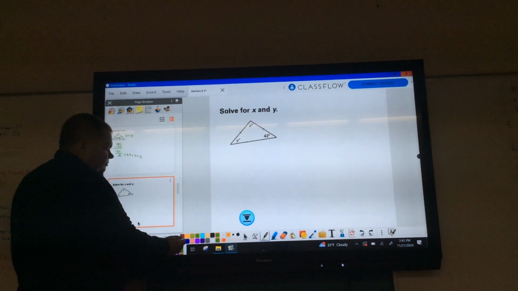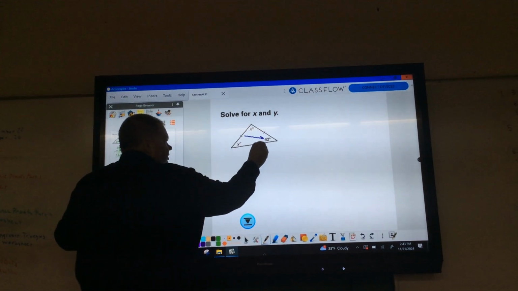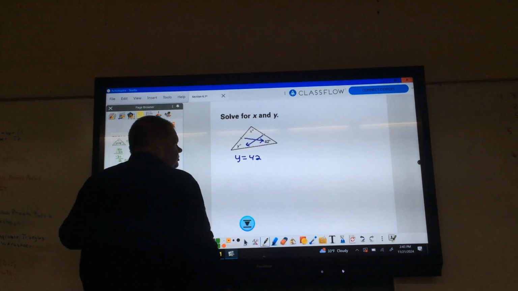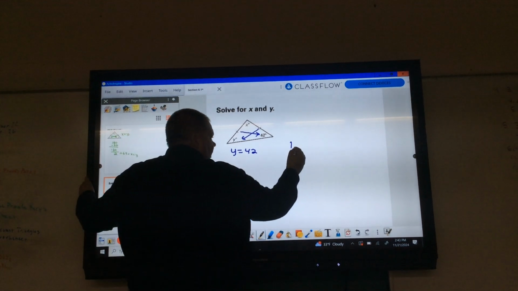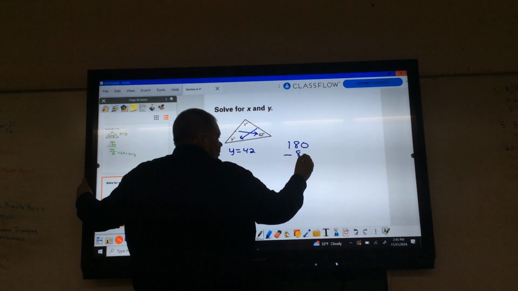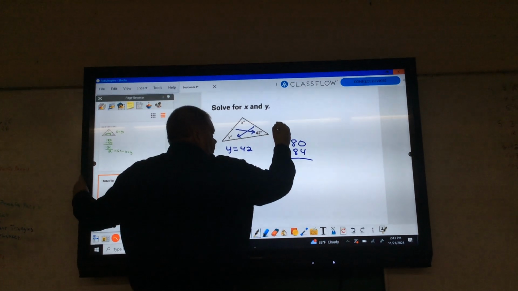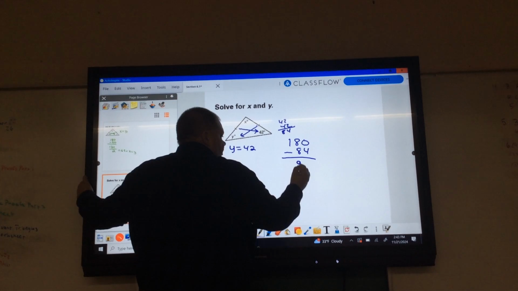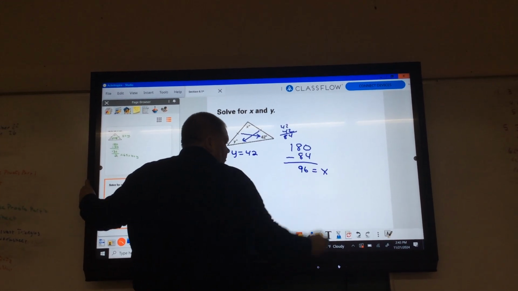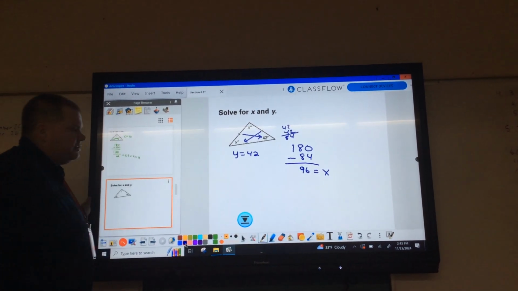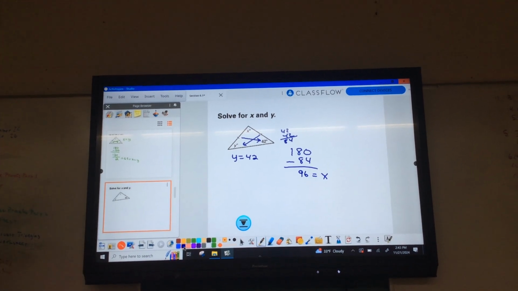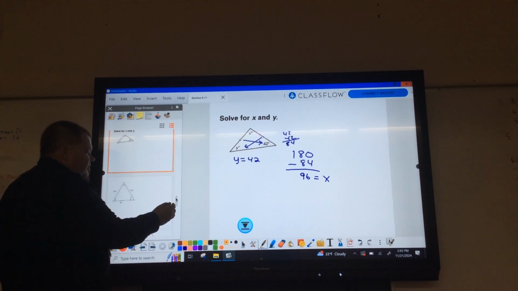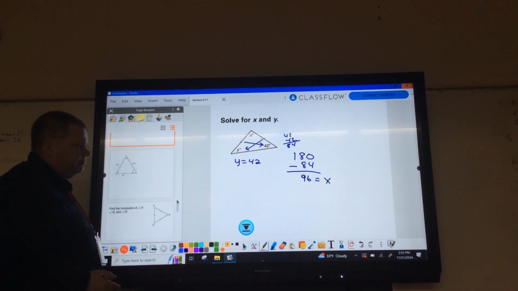Here's another one. My two sides that are equal are these two here. So that tells me that y is going to be 42. So now to find my value for x, I'm going to take 180 and subtract 42 plus 42, which is 84. And that is going to give me 96, and that's equal to my value for x. Just keep in mind again, in addition to equal sides creating equal angles, the angles in our triangle still have to add up to 180 no matter what.